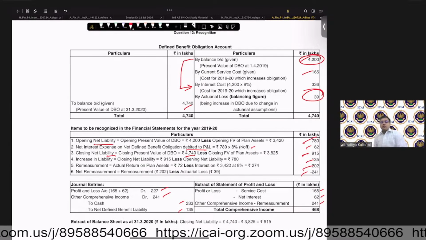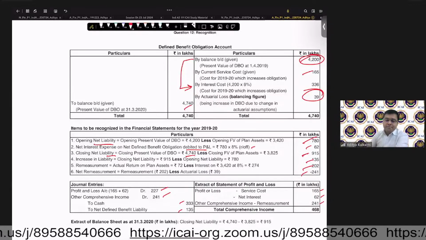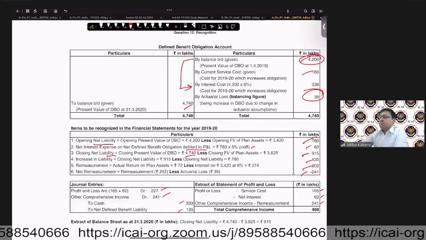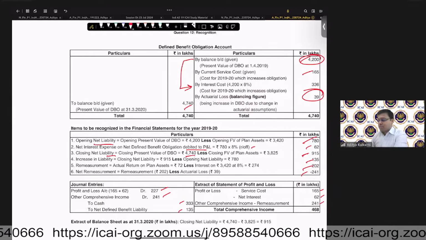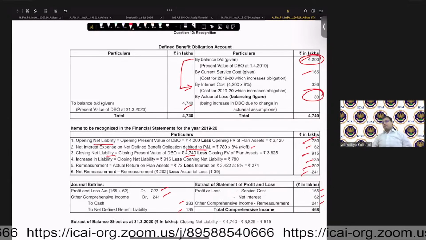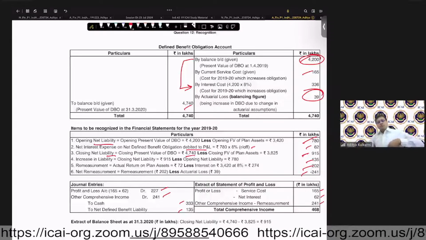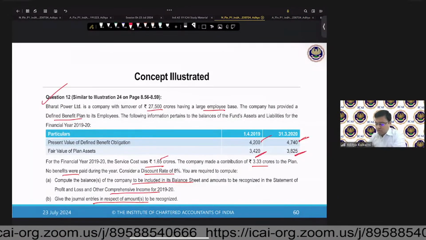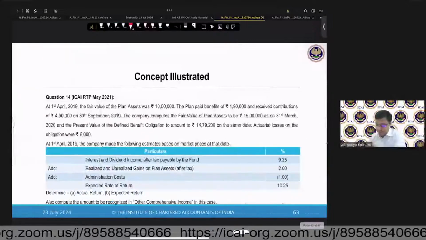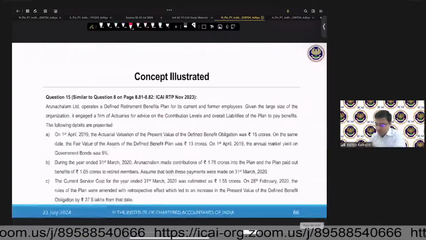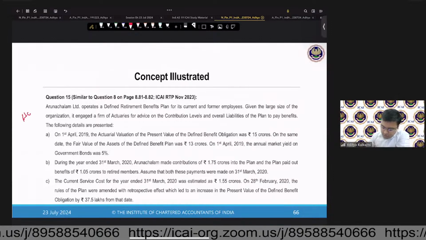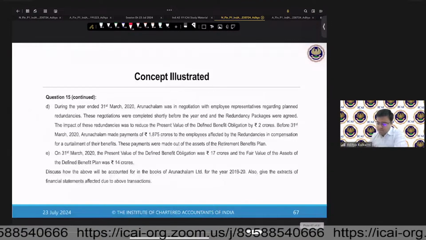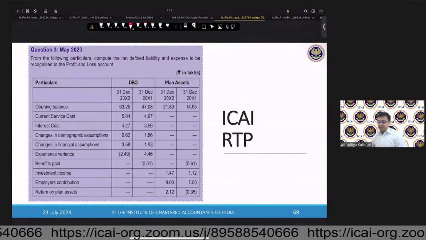No doubts, Manish? All right, so we take it as no doubt. That is why this question is important. Just go through this to see how the presentation happens. Rest, I think you can go through these questions by yourself. Go through this one in particular, Arunachalam Limited. Very interesting question.